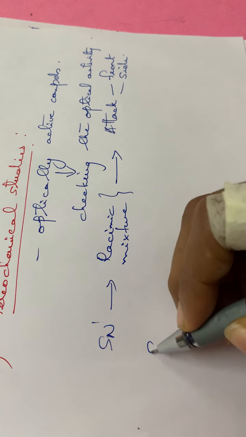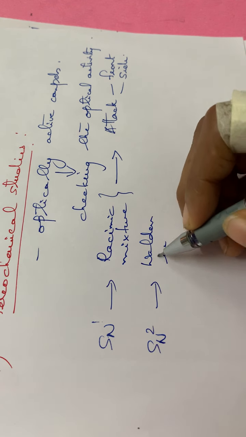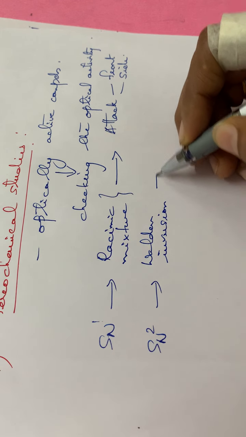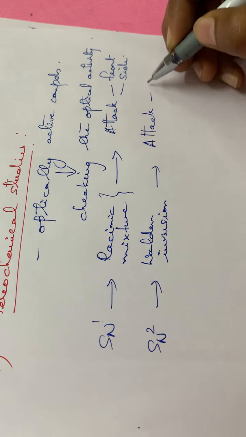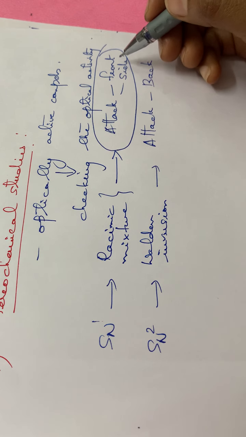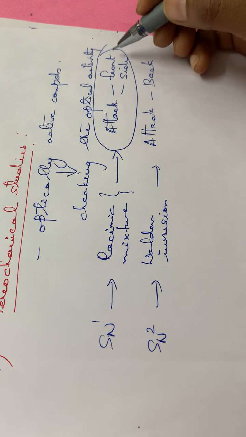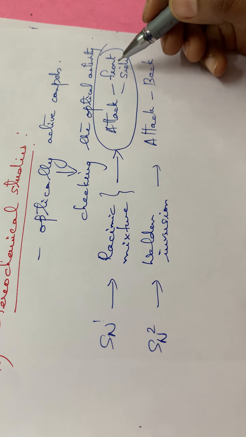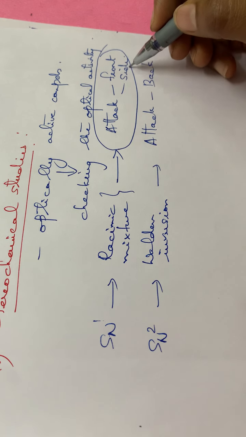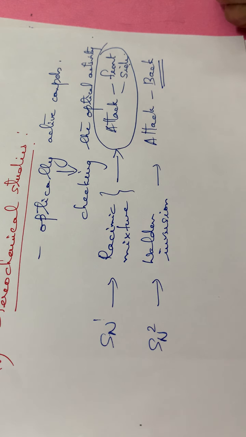While in the case of SN2, what happens? We will be having Walden inversion. That is, the attack is only from the back side in the case of SN2, isn't it? So if it is an SN1 reaction, we can say that we will be having an optically inactive product, or a mixture of both activity, isn't it? That is, we are having two products, one with an inversion of configuration and the other with a retention of configuration, but in the other case just inversion of configuration takes place.